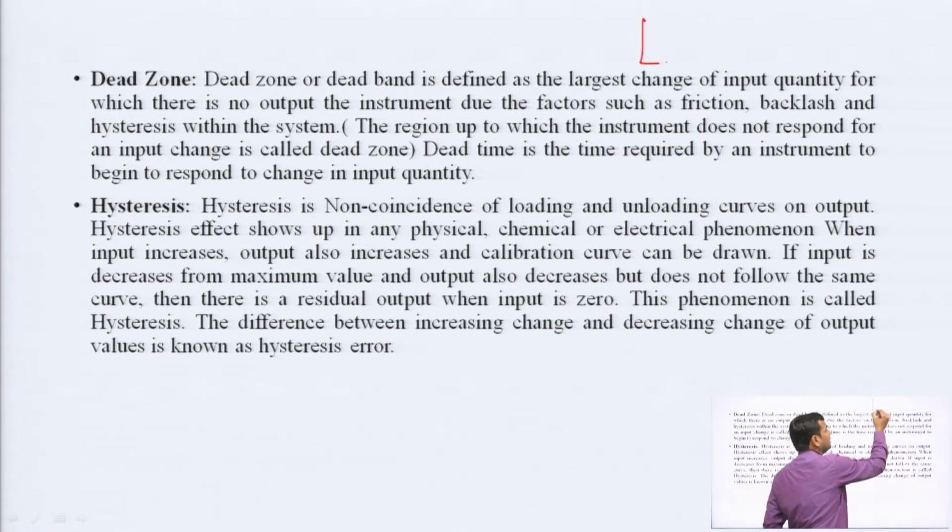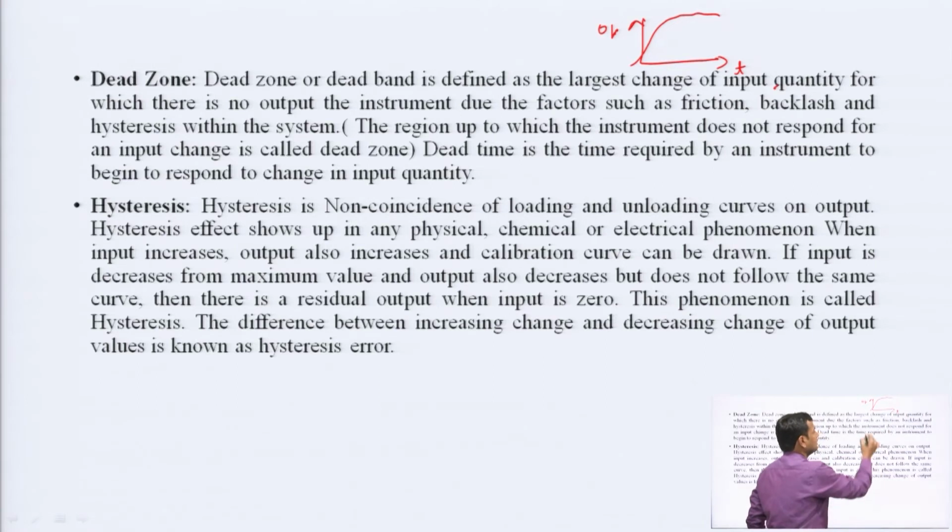So, what is hysteresis actually? I am increasing the input and I am getting the change on the output side. This is my output and this is with respect to time. But when I am decreasing the input, it should follow the same curve, but it does not follow the same curve, it follows some other curve, which is known as hysteresis. If I am linearly increasing the input, the output is increasing, but when I am decreasing the input, the output does not follow the same curve, which is known as hysteresis, and because of this hysteresis error is caused in an instrument.